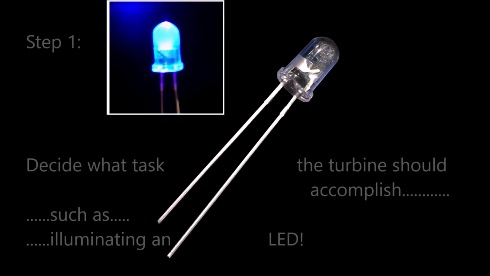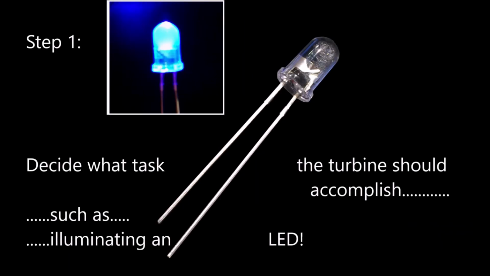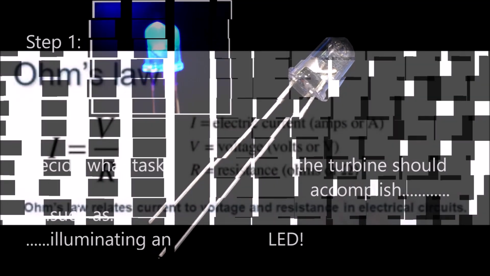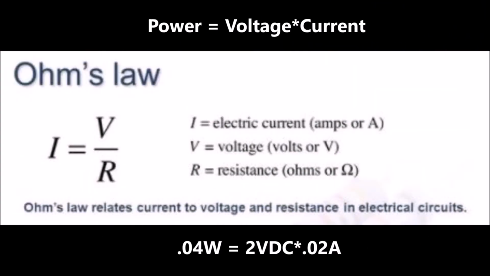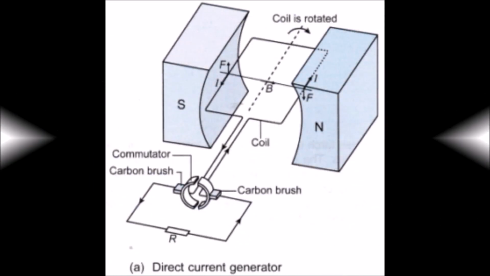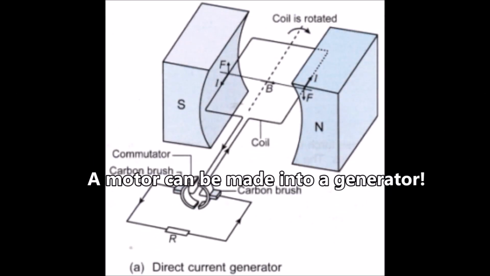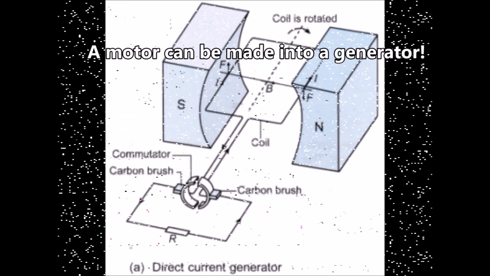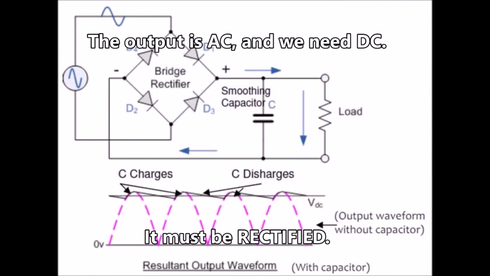The goal of this project is to light an LED using energy harnessed from the wind. Ohm's law is used to determine the power required to illuminate the LED. A motor is then used as a generator to produce the electricity needed. The output signal from the generator is then conditioned into usable DC power.